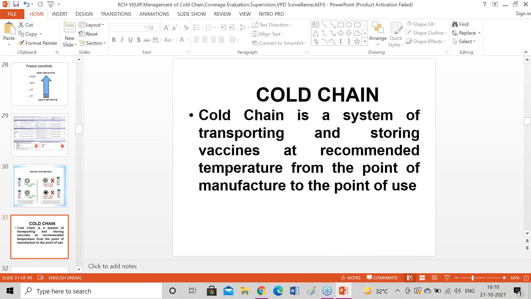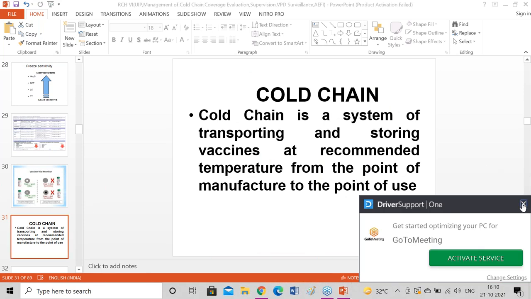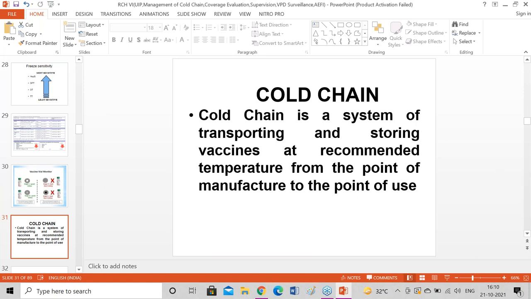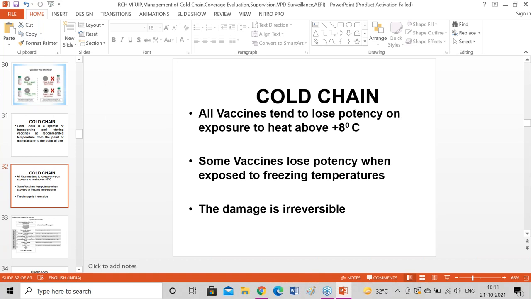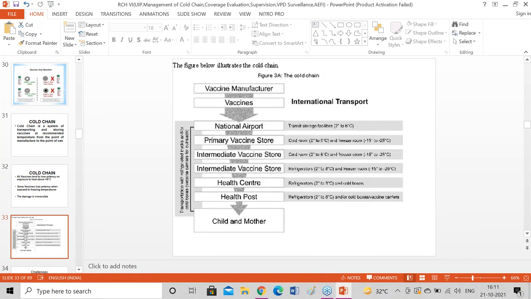Now cold chain. What is cold chain? Cold chain is a system of transporting and storing vaccines at recommended temperature from the point of manufacture to the point of use. Okay, from the manufacturing site to the site of usage. This is the system of storing as well as transporting vaccine at recommended temperature. All vaccines, as we have already studied, lose their potency and the damage is irreversible. So this is how the cold chain is managed. We have the vaccine manufacturer, which manufactures the vaccine. It is brought to the primary vaccine store, and then finally through the intermediate vaccine stores, it reaches the health center, the health post, and finally the child and the mother.